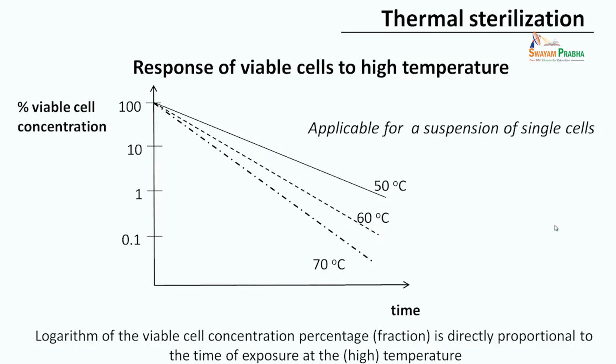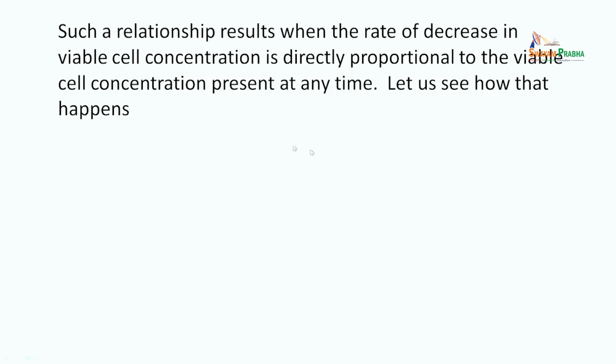So, how are we going to use this? Before we look at how to use this, let us understand this a little better, so that it becomes easier to use in any required situation. This kind of a relationship that we saw earlier results when the rate of decrease in viable cell concentration is directly proportional to the viable cell concentration present at any time. Let me repeat this, the rate of decrease of viable cell concentration is directly proportional to the viable cell concentration present at any time.